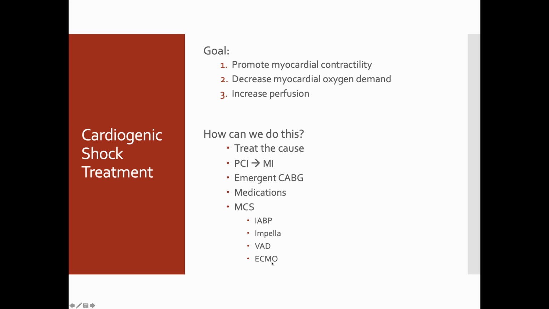So we're going to talk about some of these things, but there's other ways that we can intervene too. Remember PCI, or percutaneous coronary intervention, like stents and angioplasty and things like that. We can do that for MIs. We can do emergent CABG sometimes, although it's pretty hard to get a surgeon to take somebody in cardiogenic shock to the operating room because the outcomes are usually not good.